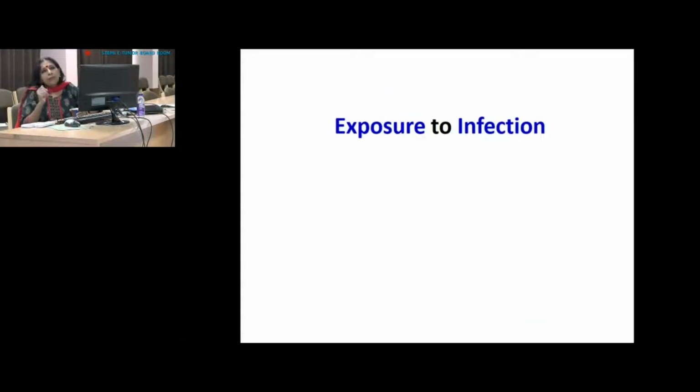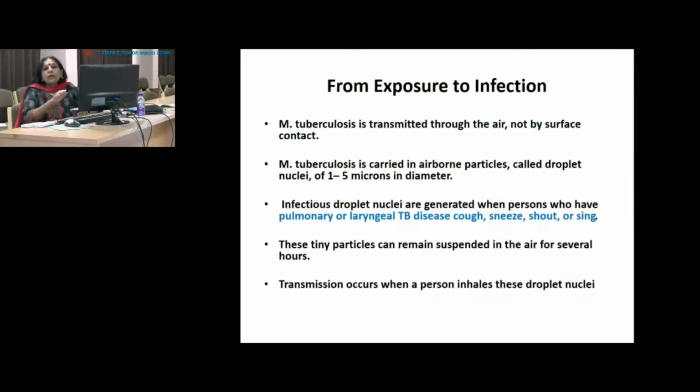Now, what happens when a person inhales TB bacilli? First of all, we have to talk about what happens when you get exposed to a person who's coughing out TB bacilli. So, from exposure to infection, what happens? One thing to remember is tuberculosis is always transmitted through the air, not by surface contact. We all know how in COVID times, fomites and surfaces were being talked about. Everybody was cleaning all the surfaces. Everybody was using sanitizer on all the surfaces and sprays on all the surfaces. So TB bacilli are not transmitted through surfaces. They are transmitted through the air.